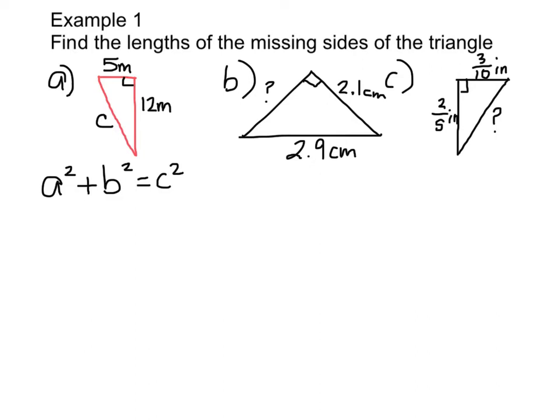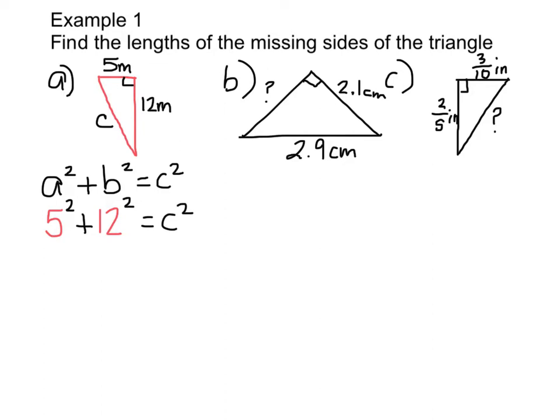So let's start plugging in what we know. Well, we first have to identify what the sides are. So here's our right angle. The two sides that make that right angle are 5 and 12. So therefore, the 5 and 12 can be plugged in for A and B. Now they can be switched around as well. Equals C squared.